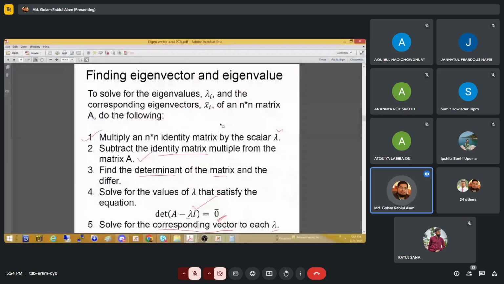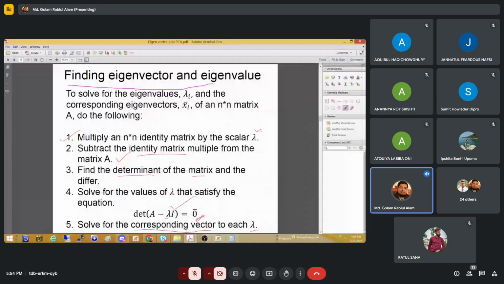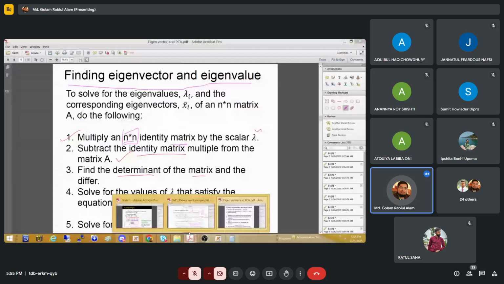Whatever the given matrix, to find the eigenvectors we need a square matrix. That's why we use the n into n identity matrix of the same dimension. Our resultant matrix is n into n, so we can find the eigenvalues and eigenvectors of this matrix because it is a square matrix. The steps you follow here: multiply the n into n identity matrix by a scalar, then subtract the identity matrix multiple from A.